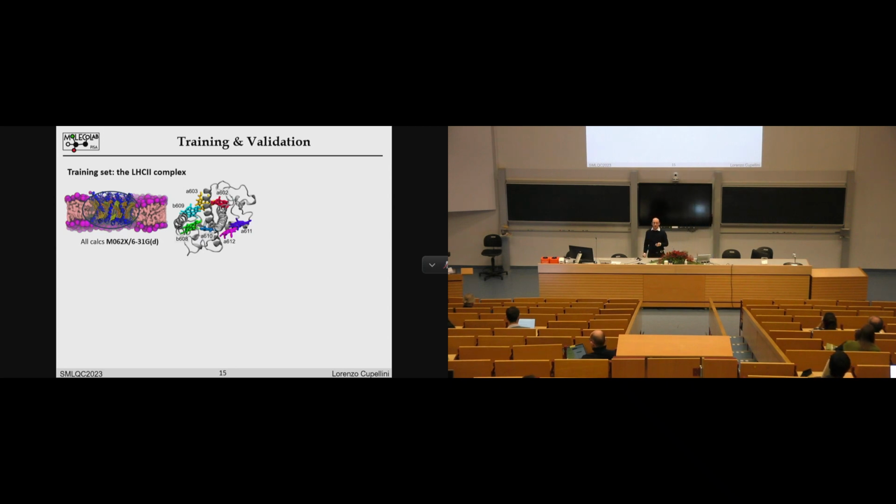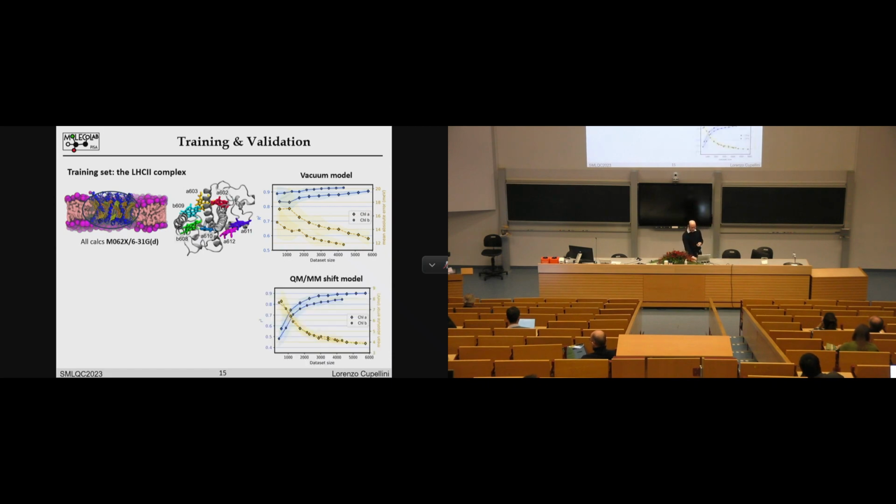So let's see the results. Our training set is this complex that contains a lot of different chlorophyll pigments. They are divided into chlorophylls of type A and type B. They are different molecules, but we have a lot of different pockets in which we have the same chlorophyll A. So we see that with quite a small dataset size, we get nice errors with respect to the target.